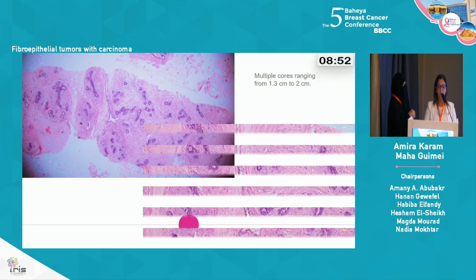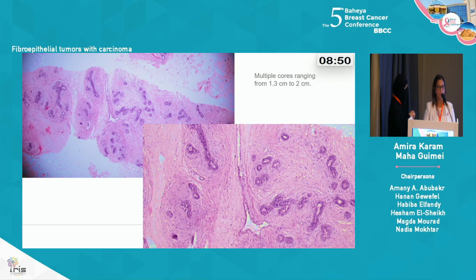Well, we received multiple core biopsies ranging in length from 1.3 centimeters to 2 centimeters. This is how we report: we have to say how many cores we receive and the length of the cores we receive, and this is what we see. So what do you see? This is what we had in the cores. Pathologist here: it's just a fibroadenoma.